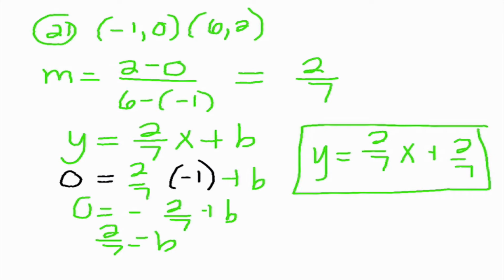Now remember, if the test is multiple choice and the actual answer is in a different form, you can manipulate the equation by moving x over, by multiplying by 7, and you could find the answer that matches this form of the equation.